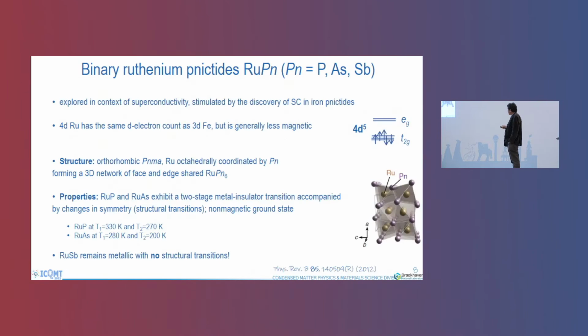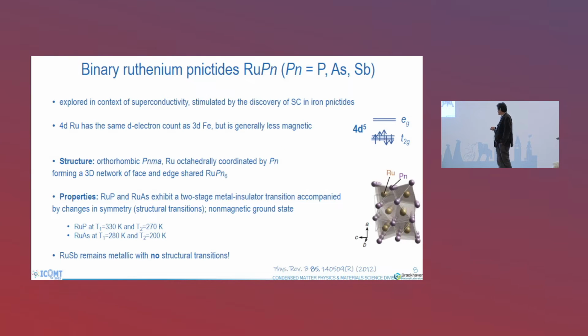Okay, so that being said, the main part of my talk is going to be on binary ruthenium pnictides, which have been explored over the last decade in the context of superconductivity, stimulated by the discovery of superconductivity in iron-based materials. Ruthenium has the same electron count as iron, except that it's generally less magnetic. This is the state in which nominally ruthenium is. The structure at high temperature is orthorhombic, Pnma, and ruthenium is octahedrally coordinated by pnictogen and forms a 3D network of face- and edge-shared ruthenium pnictogen octahedra.